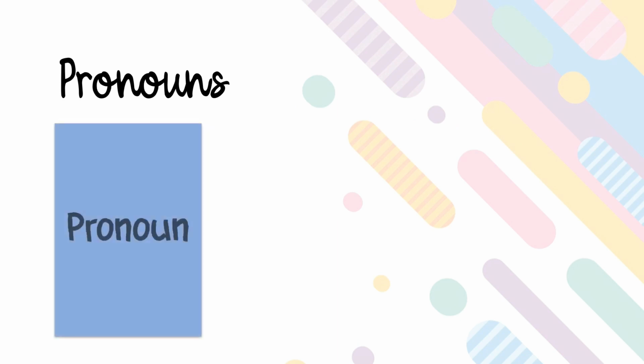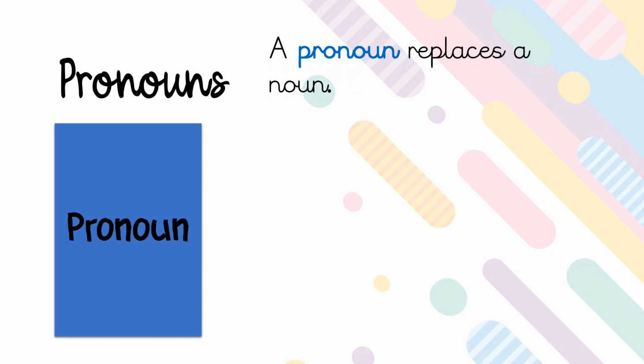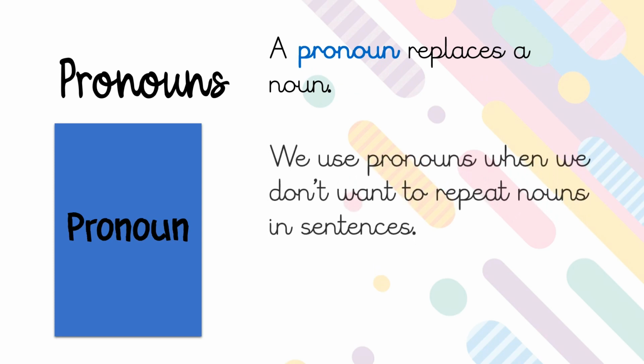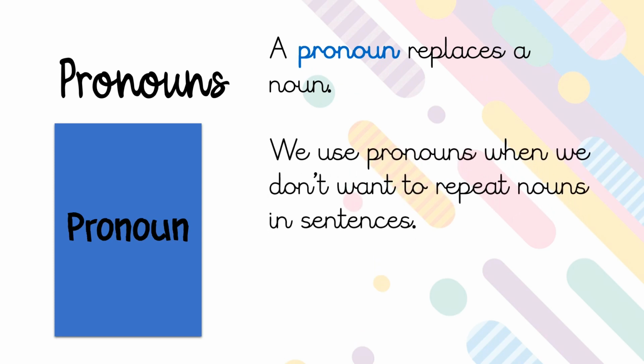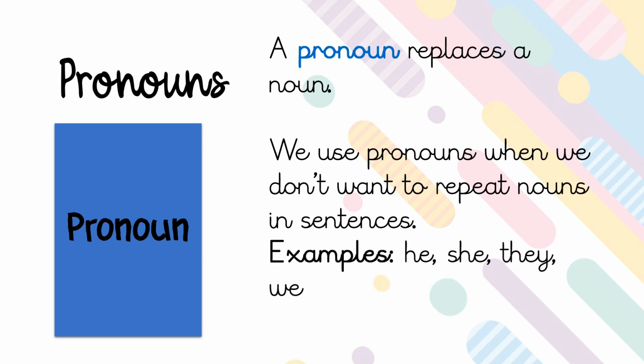The next word class that we've got is a pronoun, and a pronoun is a word that's used to replace a noun. We use it when we don't want to repeat nouns too much in sentences, and examples of some pronouns are I, we, he, she or they. For example, I might say John walked to the shop. In the next sentence I'm not going to say John bought some sweets, I would replace that with the word he. So John went to the shop, he bought some sweets.